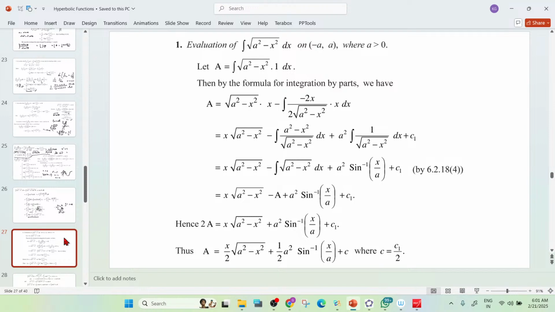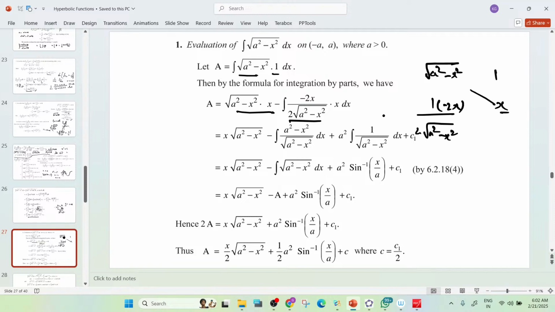Another way of doing it is using another method, which is by parts. What is by parts? We take this as the first function and we take 1 as the second function. So the first function is root of a square minus x square, and the second function is 1. Then first function into integral of second function, that is x, minus differential of first function, which is minus 2x into integral of second function.